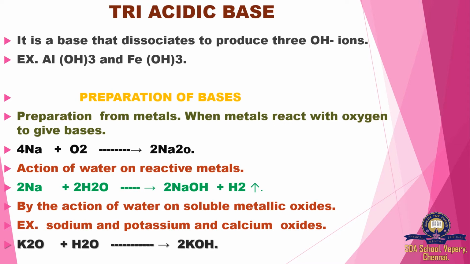Action of water on reactive metals. Sodium is a reactive metal. When it reacts with water, it produces sodium hydroxide base and hydrogen gas is evolved. By the action of water on soluble metallic oxides, examples: sodium, potassium and calcium oxides. When potassium oxide dissolves in water, it gives potassium hydroxide. Only soluble oxides of metals can produce bases.